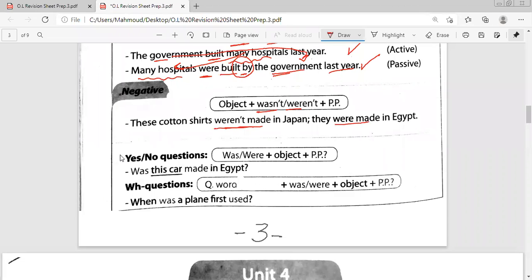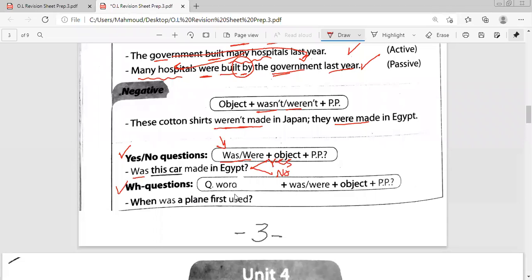Can we use the past simple in the yes or no question in the passive? Yes, by starting by using was or were. Was this car made in Egypt? Yes, it was, or no, it wasn't. You can start your answer by using yes or no, as you like.